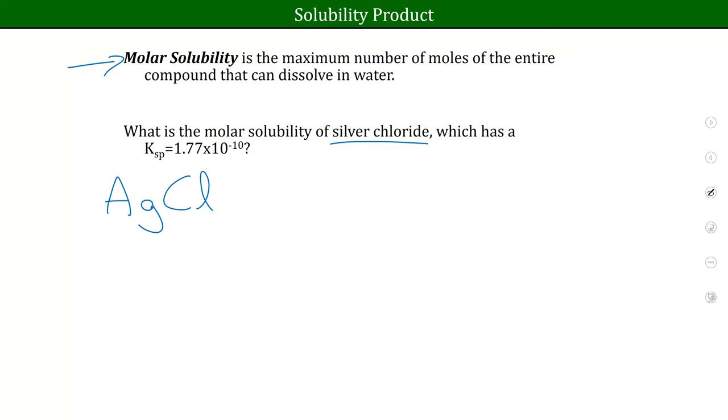What's the formula for silver chloride? AgCl. Silver is one of those exceptions in the transition metals, right? It's always a plus one. This is the part where, if we were in a room that had a periodic table, I'd point to the periodic table and say, remember these six that are all together in the corner?